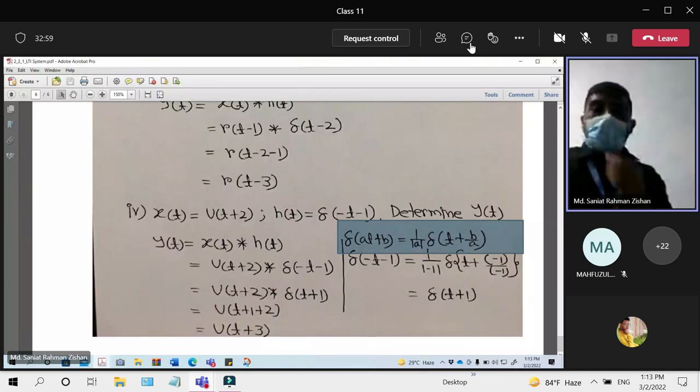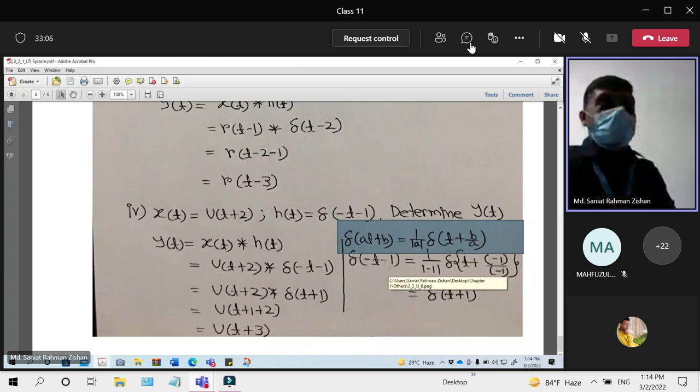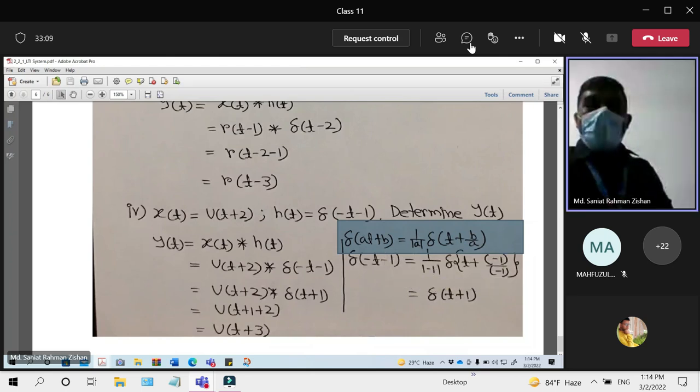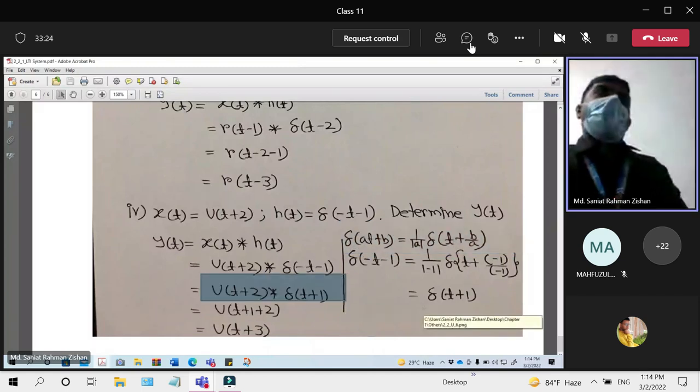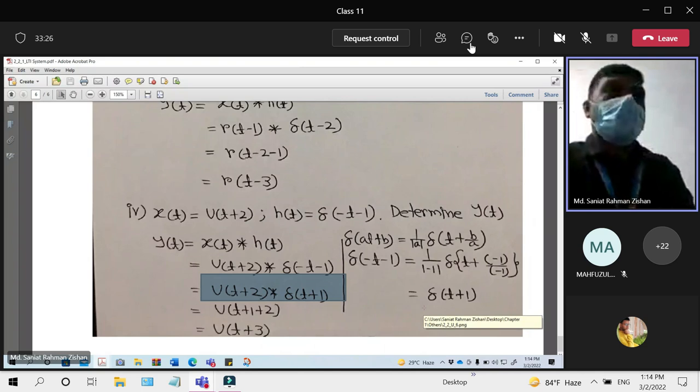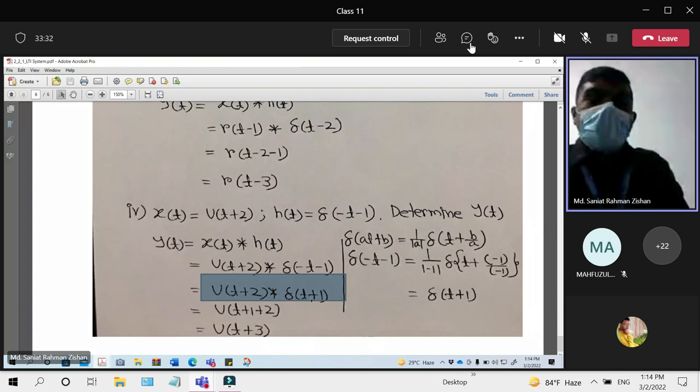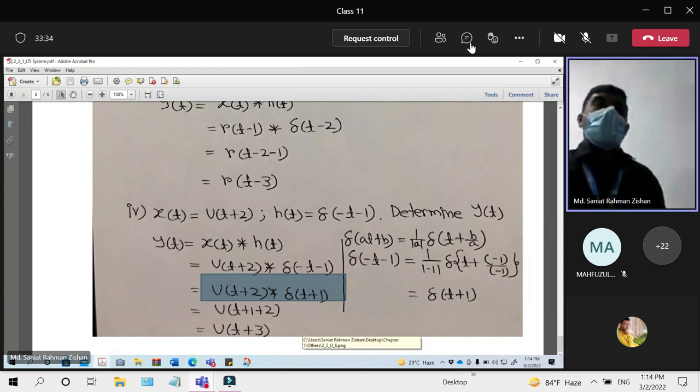For this one, this was delta(-t - 1). If you compare, a equals -1, b equals also -1. So this will become 1 by mod a delta(t + b by a). After calculation, this will become delta(t + 1). My problem is solved. So u(t) plus 2 convolution delta(t + 1). Again, x(t) convolution delta(t + t naught) will become x(t + t naught). So t is replaced by t + 1. Your answer is u(t + 3).